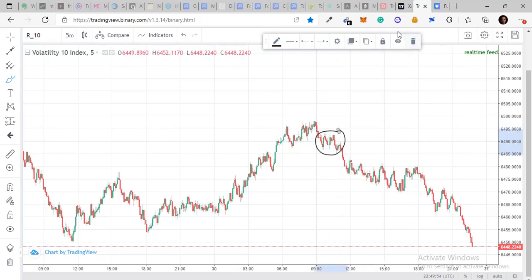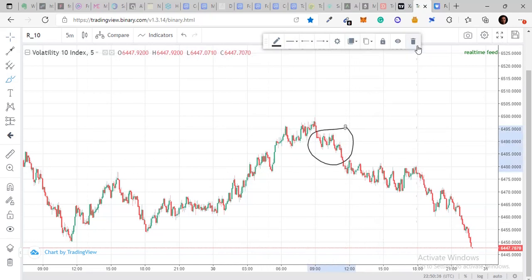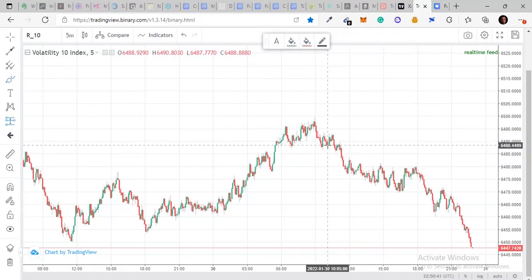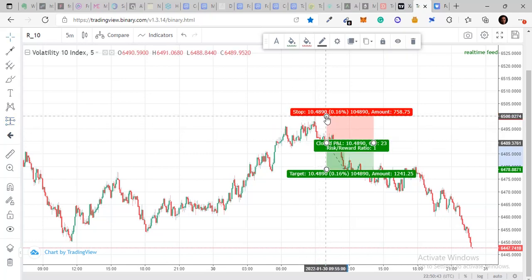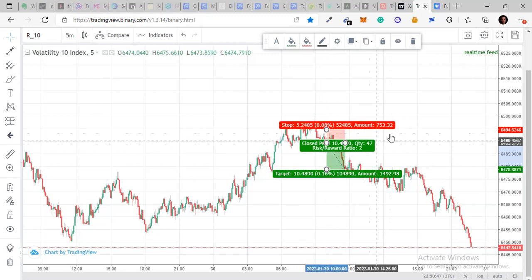So in this case, what I have here, now I'm going to go short. Let's say somewhere here I must have entered, and maybe put my stop loss here. This would have been my type of trade, and you can see I would have made a lot of profit from that.